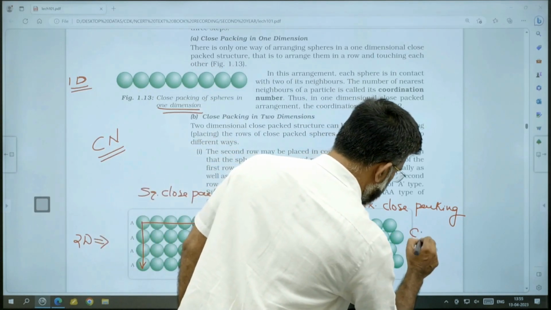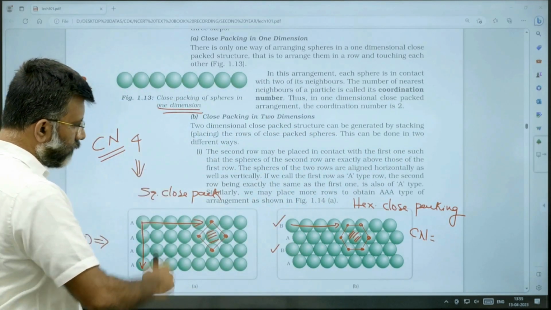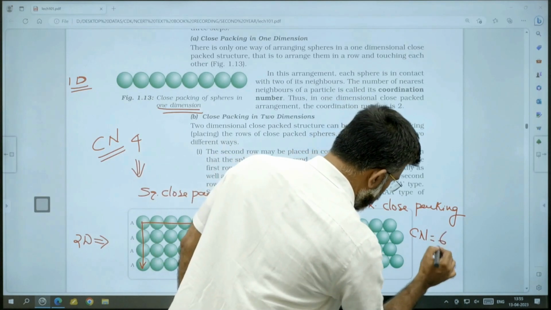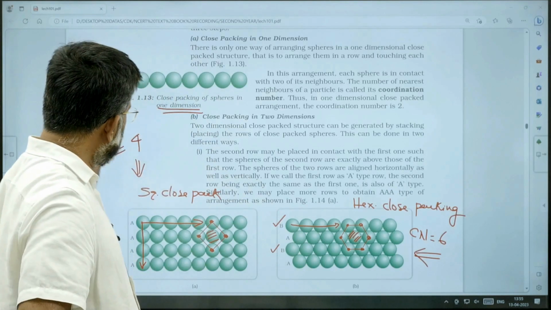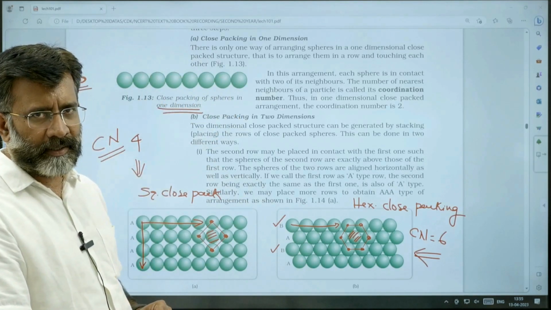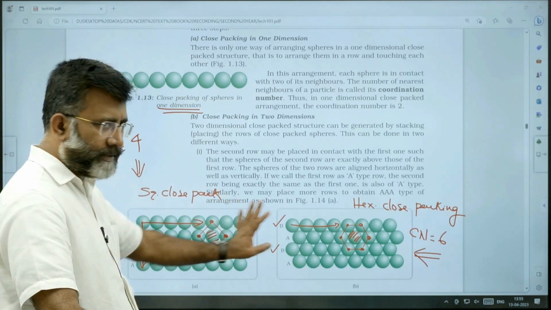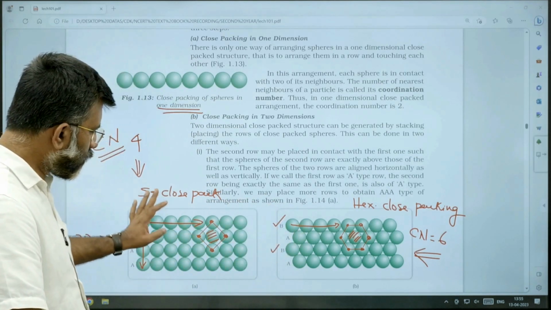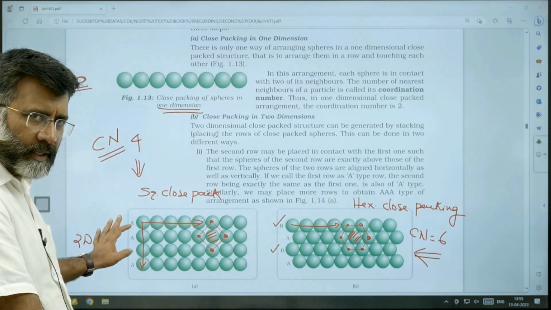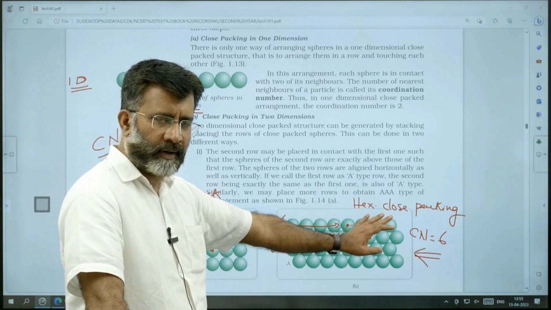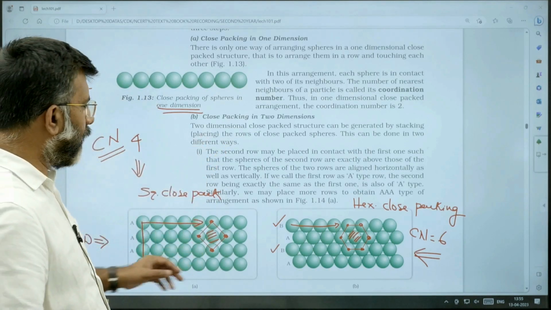What is the coordination number? Here the coordination number is 4. What is the coordination number here? 6 is the coordination number. Okay. So particles aligned in a line, a one-dimensional array, form the edge of a crystal. Particles arranged in a surface, a two-dimensional array, give square close packing and hexagonal close packing. Square close packing has coordination number 4, hexagonal close packing has coordination number 6. Agreed? Now it is the 3D arrangement.